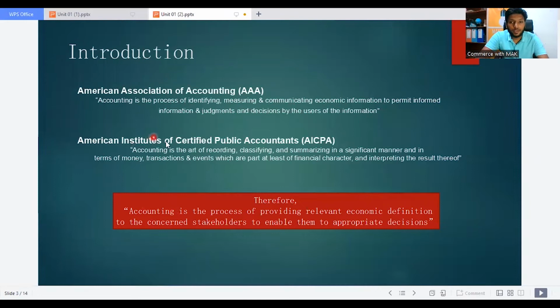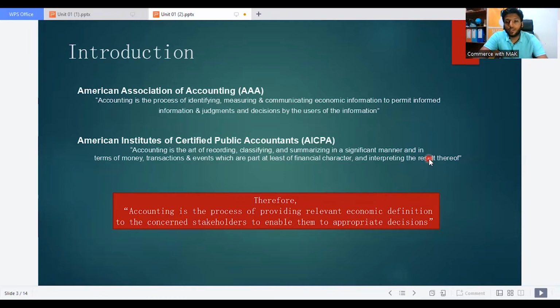The American Institute of Certified Public Accountants, AICPA, is saying accounting is the art of recording, classifying, and summarizing in a significant manner, and in terms of money, transactions and events which are, at least in part, of a financial character, and interpreting the results thereof. So it is understanding what your business is going through, knowing what the expenses and the revenue are. Classifying means dividing, recording, and summarizing it into a very short way where you can understand it when you look back. That is part of AICPA's definition.